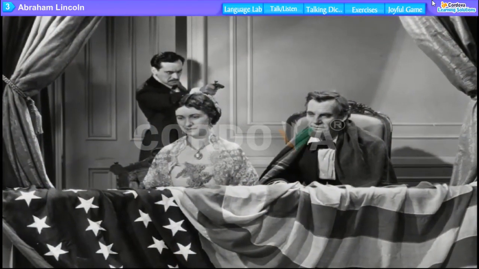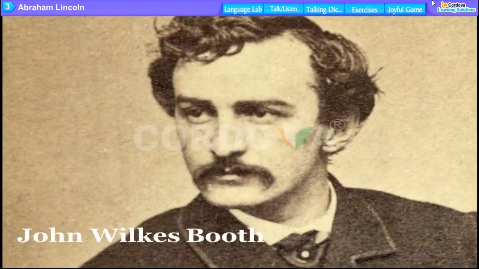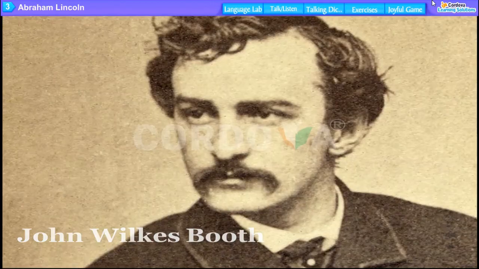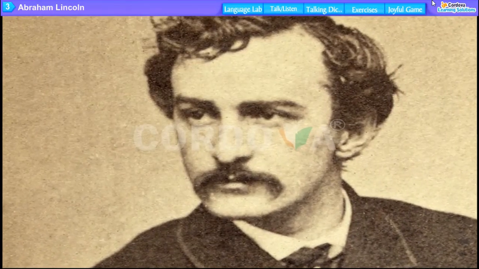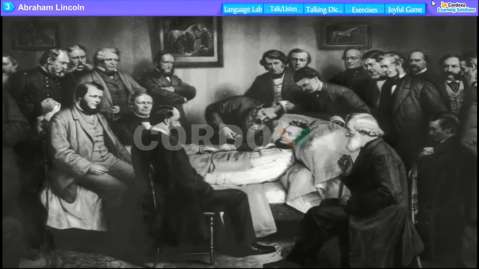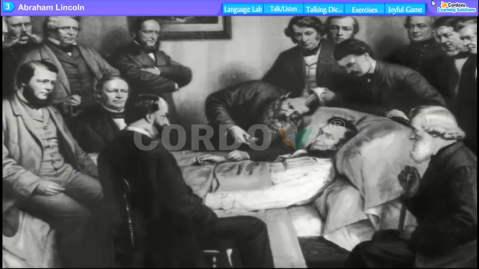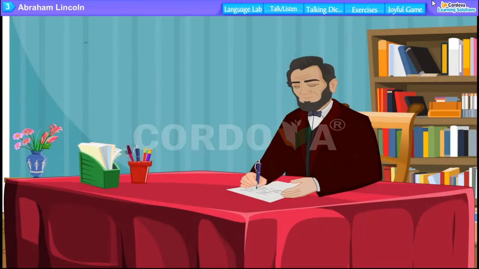President Lincoln was shot on April 14, 1865, by John Wilkes Booth, an actor, at Ford's Theatre in Washington, D.C. Lincoln had been watching a play there. Lincoln died the next morning. He was the first U.S. president ever assassinated.